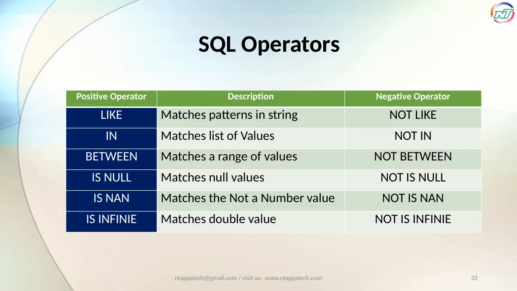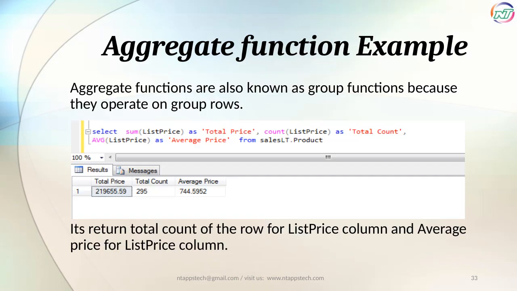When dealing with missing or special values, is null finds all null entries, and is not null finds records with actual values. Similarly, is nan identifies values that are not a number, and is infinite targets infinite double values, with the negative forms excluding those. These operators play a key role in crafting precise queries to get exactly the data you need from your tables.